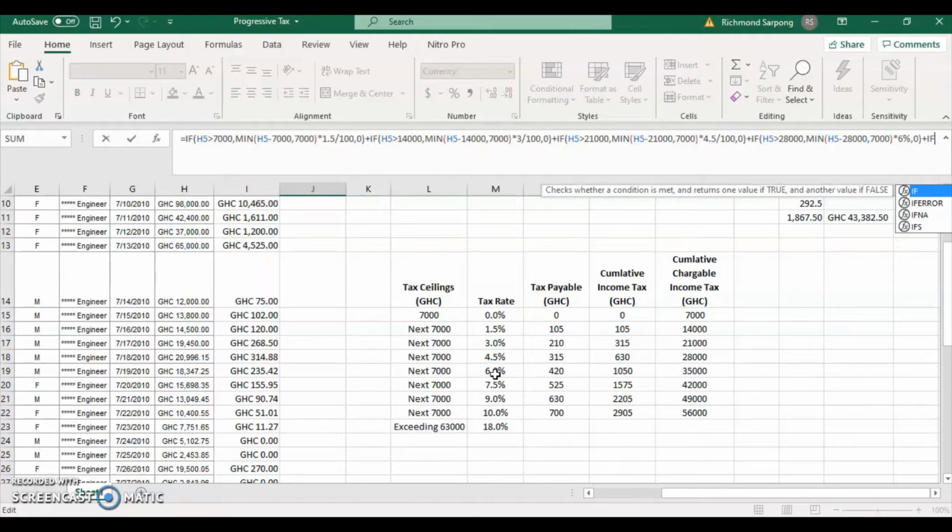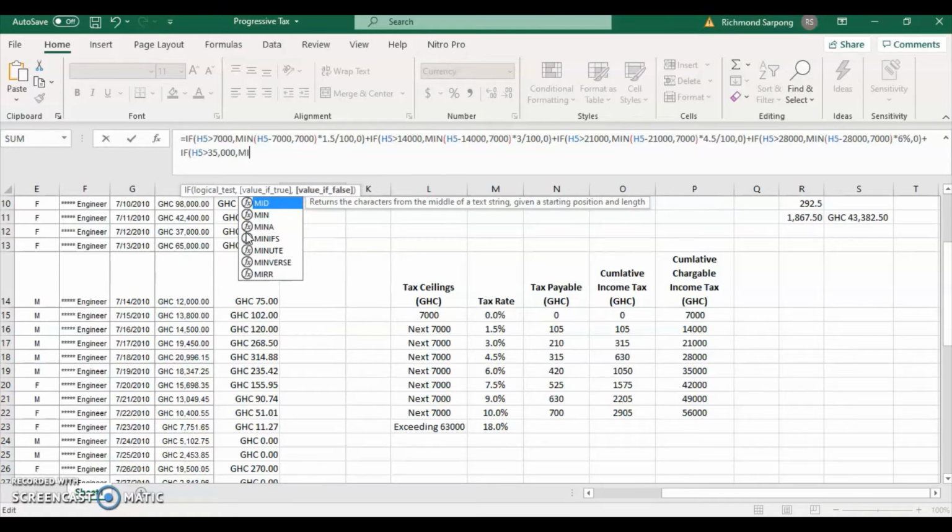Then I'll bring my plus sign. IF H5 is greater than, I did 28,000, so I'll put 7,000 more, greater than 35,000. Should multiply that one by 7.5%.